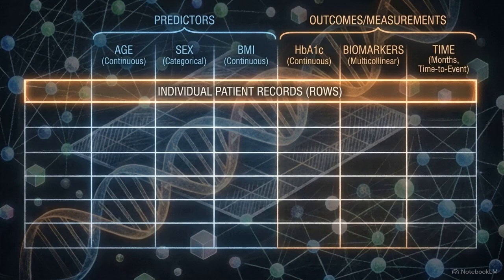Each row is an individual. The columns track baseline traits like age, biological sex, and body mass index, alongside clinical measurements like HbA1c levels, circulating inflammatory biomarkers, and the exact number of months until a clinical complication occurs.